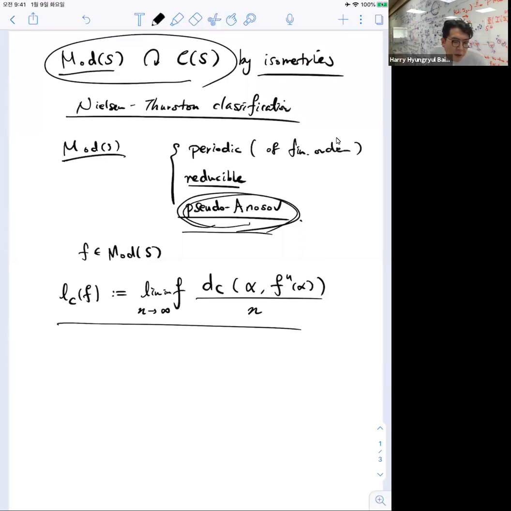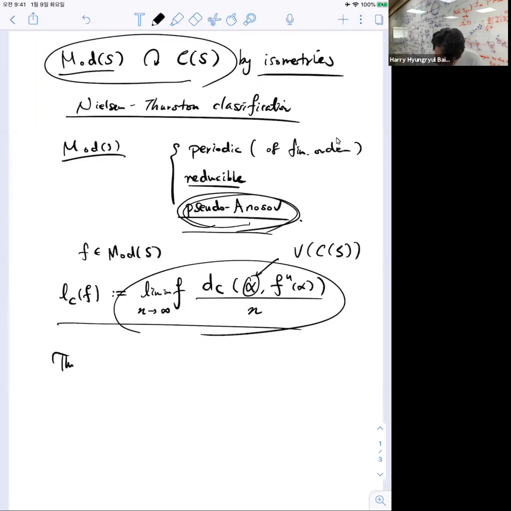But anyhow, if you think about this definition, using only the triangle inequality, this doesn't depend on the choice of alpha in the set of vertices of the curve graph. So in some sense, this is measuring on average how much f moves a point in the curve graph in the long term.